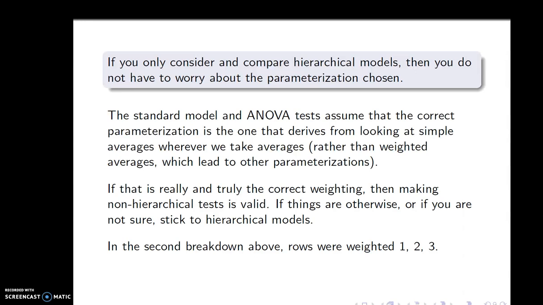The reason is that the standard model in your ANOVA test assumes the correct parameterization is the one that derives from looking at your simple averages, exactly the way we've been doing it all semester until this set of slides. When we use weighted averages like we did in the rats example, we get other parameterizations, right? And if that really is the correct weighting, then making non-hierarchical tests is valid. If that is not the correct weighting, then you should probably stick to the classical hierarchical models.